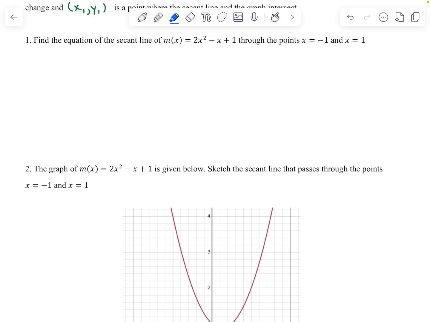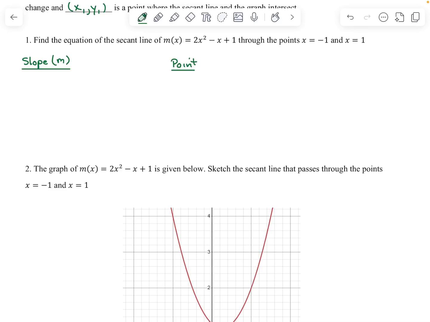Find the equation of the secant line of m of x is equal to 2x squared minus x plus 1 through the points x equals -1 and x is equal to 1. To find the equation of a secant line, we need two pieces of information. We need the slope of the line, which will be m, and we need a point on the line. I will start by finding the slope.